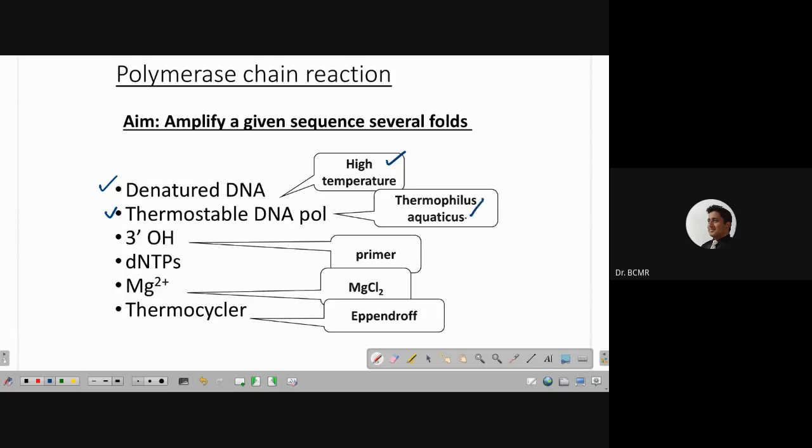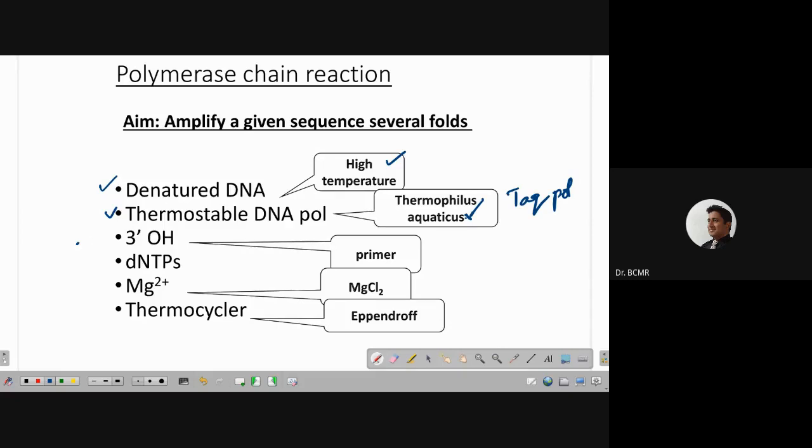This should be in italics. This is wrong. Organism names should always be in italics. Anyway, this is Taq polymerase because it is obtained from thermophiles which live in temperatures somewhere around 100 degrees centigrade and so on. That means even if we increase the temperature, they are not going to get denatured. They are very stable at even high temperatures.